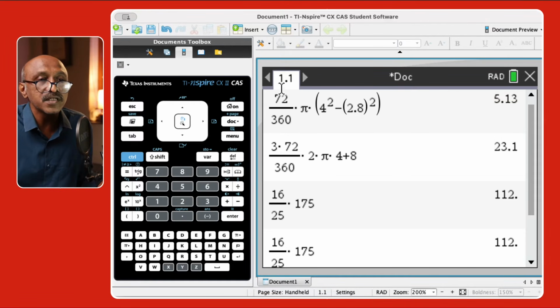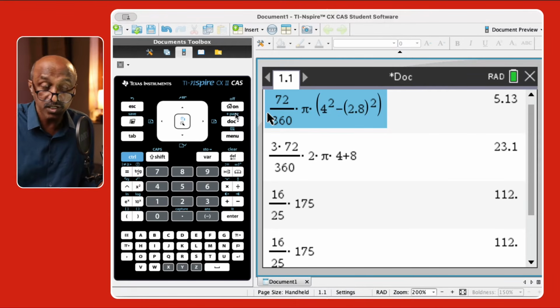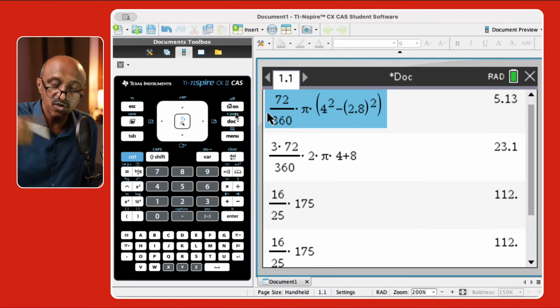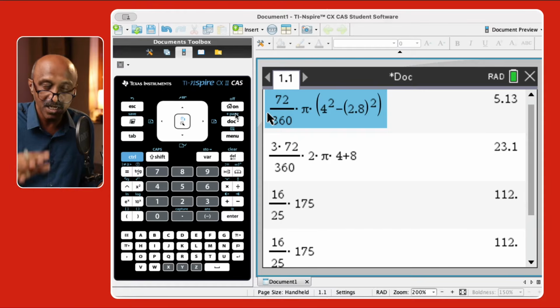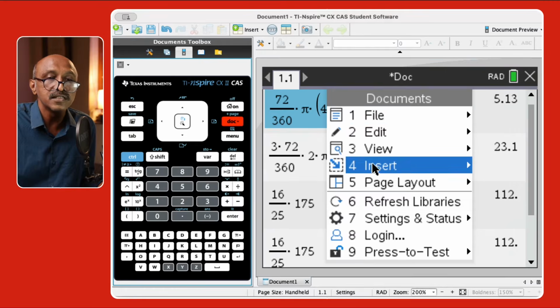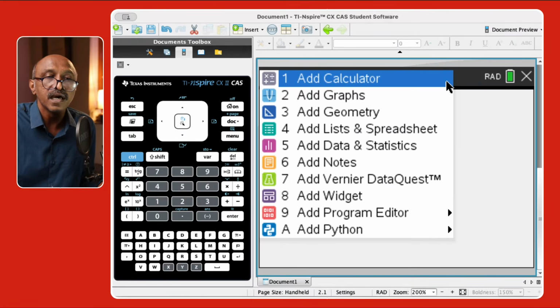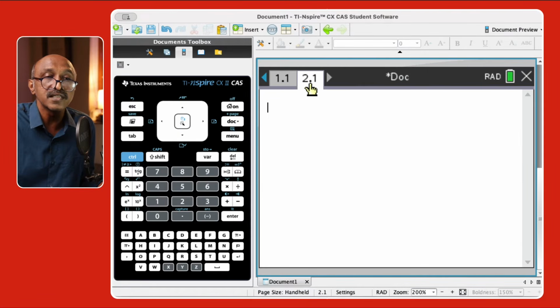Quick little calculator tip. This is problem 1, page 1. And often I tell my students to create a new problem per question that you're solving. It becomes easy to check. And so how do we do that? We go to doc and insert a new problem. And it'll come up as 2.1 this time. That's problem number 2, page 1. Problem number 1, problem meaning question number 1.